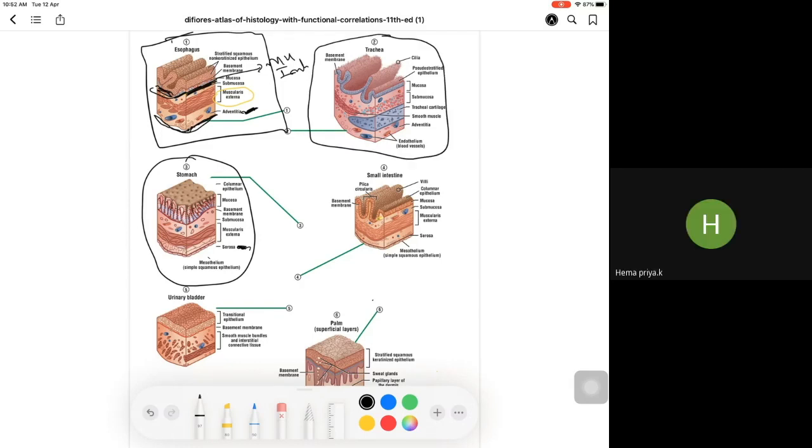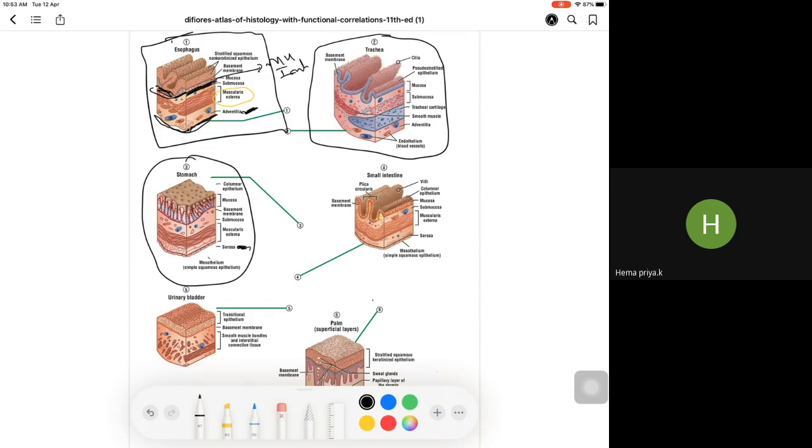Hema, read from the first one. Yes, sir. Trachea. It's lined by ciliated pseudostratified columnar epithelium, sir. Then it has the basement membrane, and then mucosa, submucosa, then the tracheal smooth muscles, tracheal cartilage, and then the adventitia, which has the endothelium along with the blood vessels, sir.